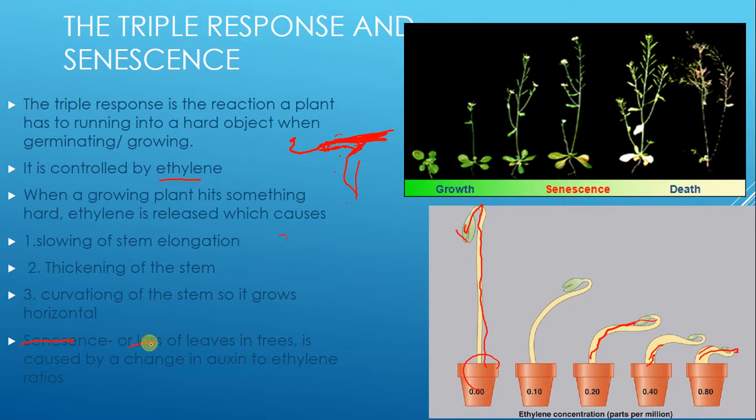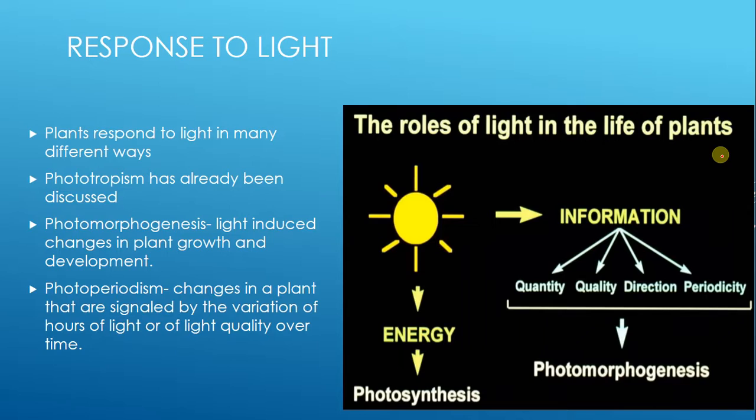Also, senescence, or the loss of leaves in trees, is caused by a change in the auxin to ethylene ratio. As ethylene accumulates in a plant and auxin decreases, it causes plants to lose their leaves or draw out the nutrients in the leaves and eventually lose them and die, like during the winter.